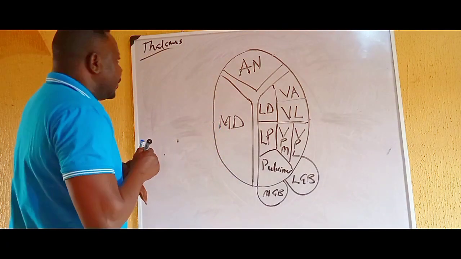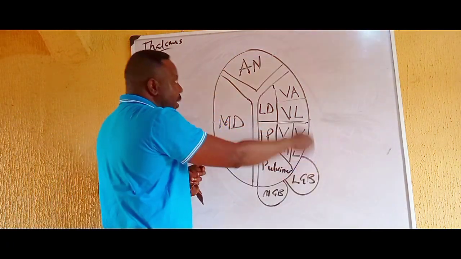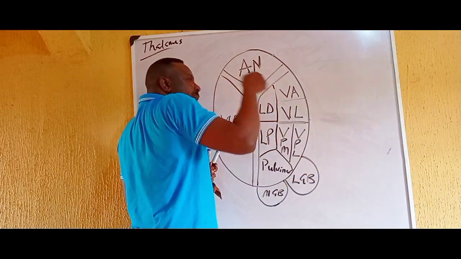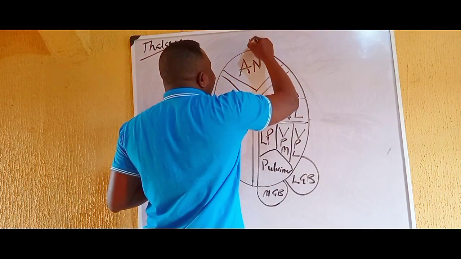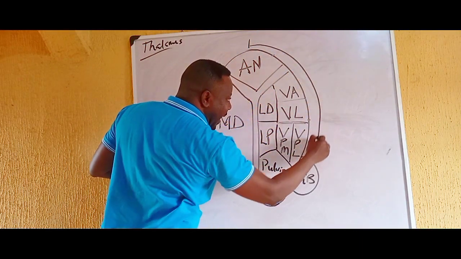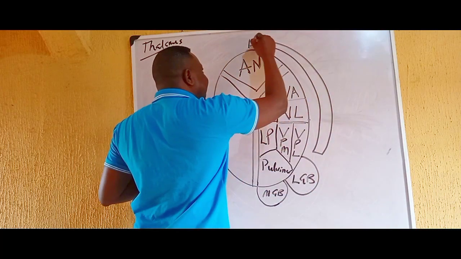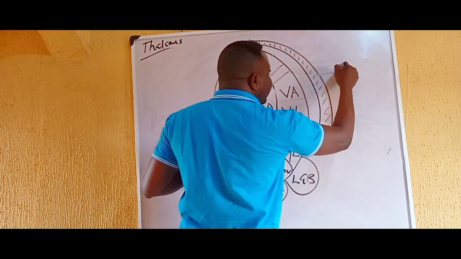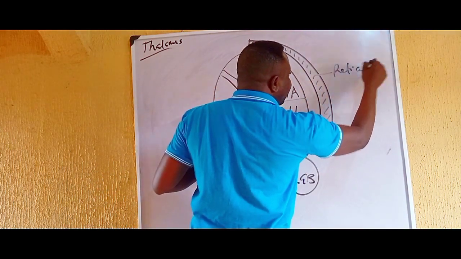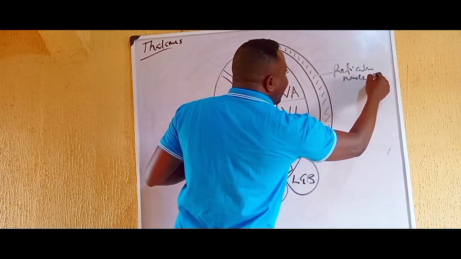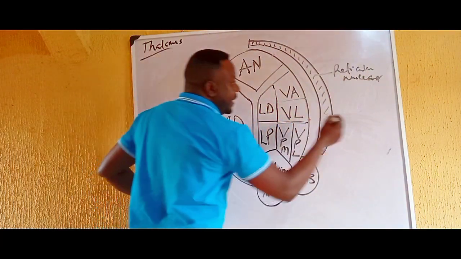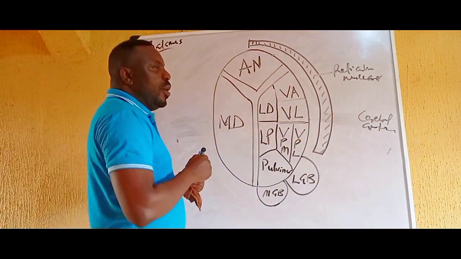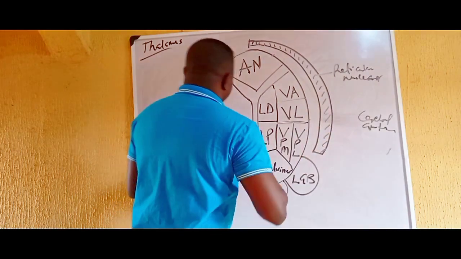Now, like I said earlier on, at the lateral part of the thalamus, just lateral to the external medullary lamina, we have a group of nuclei that is called the reticular nuclei. The reticular nuclei actually receive afferent fibers from the cerebral cortex, and also it receives information from the reticular formation of the brainstem.